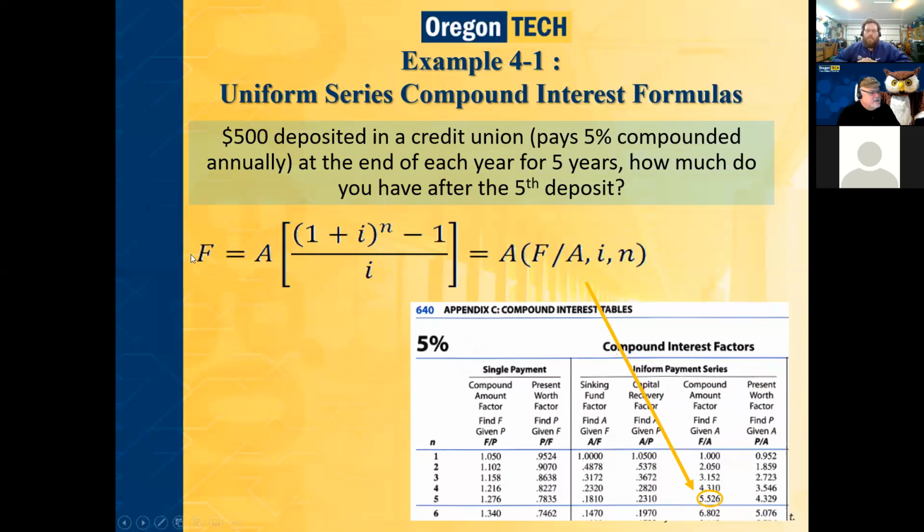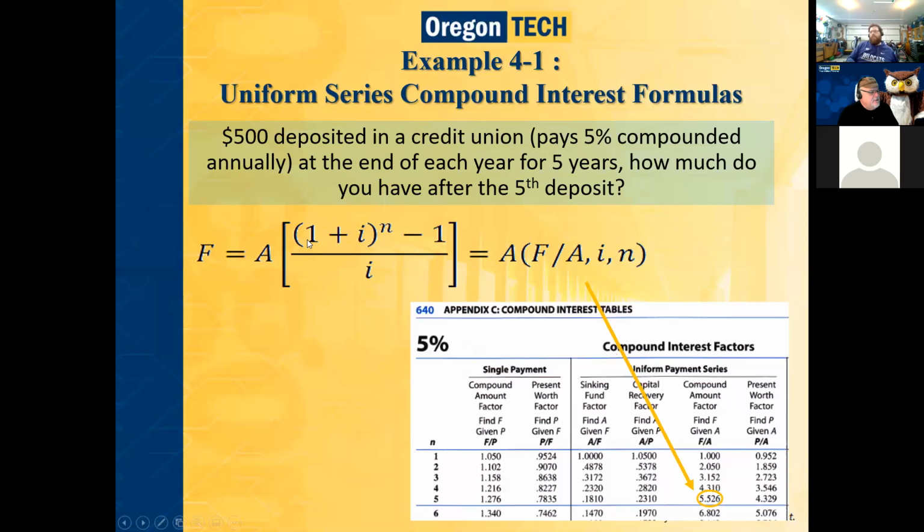You can get the factor because you want to know, for $500, how much it's going to have in the future of this annuity for 5 years. So you can go down to page 640, look up 5%, because it tells you it pays 5% compounded annually, and find F, given A. You're given A, as I said, $500 deposited at the end of each year for 5 years. Okay, 5 years, here's your factor.